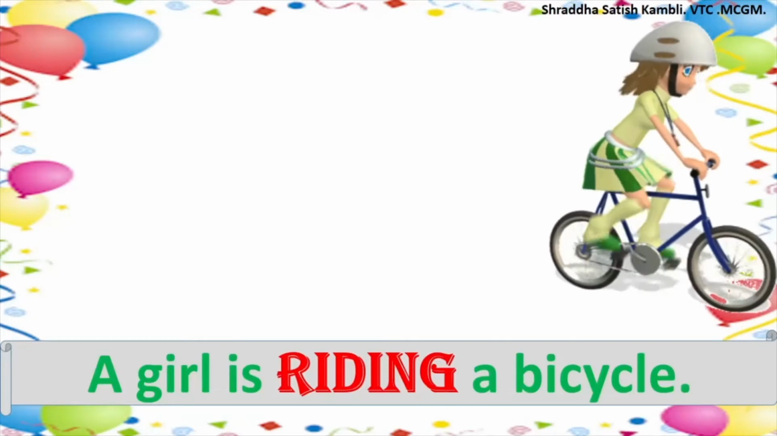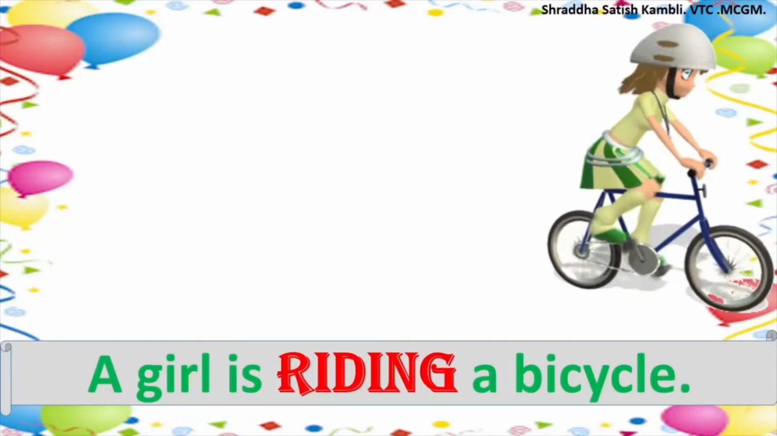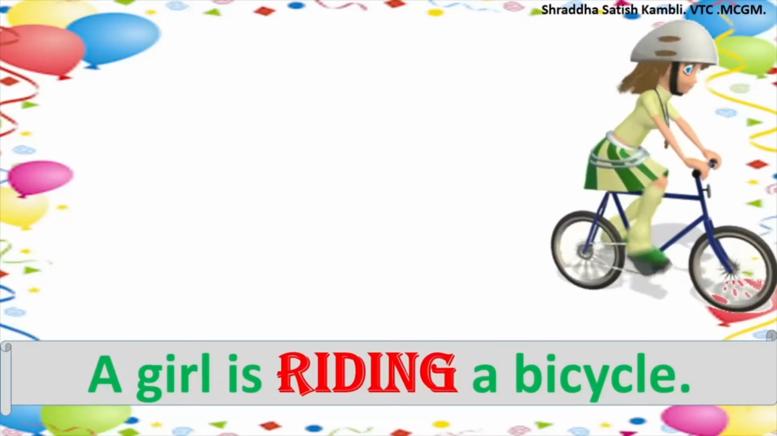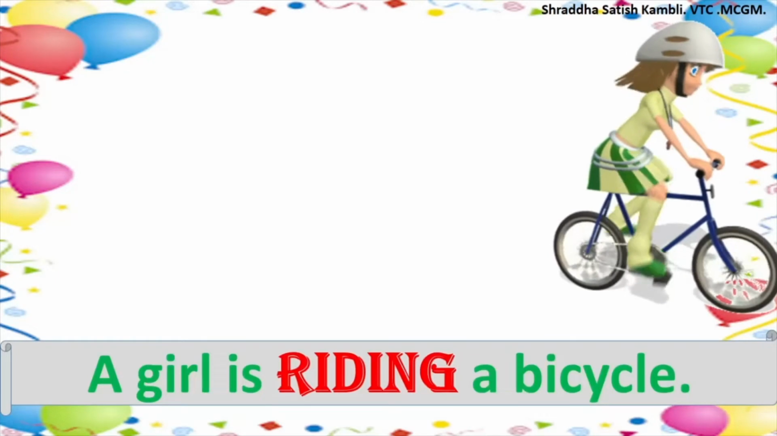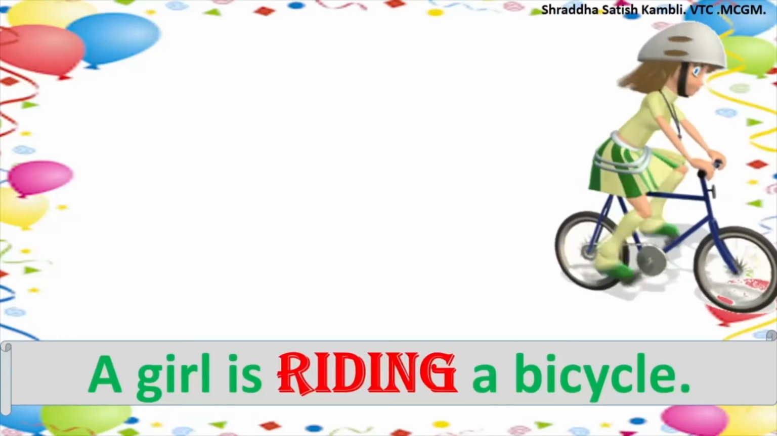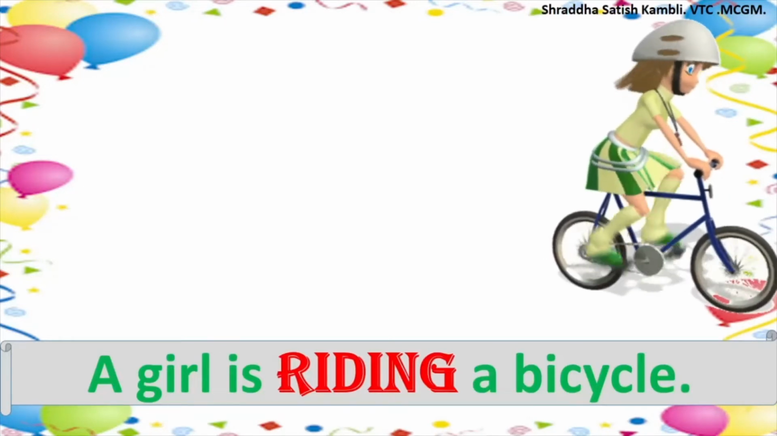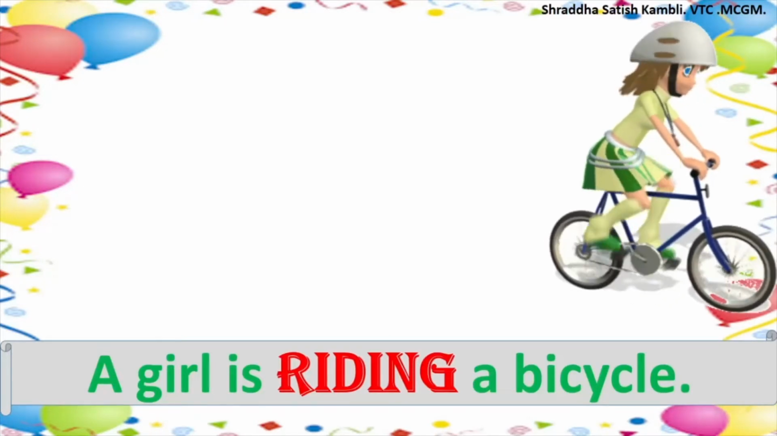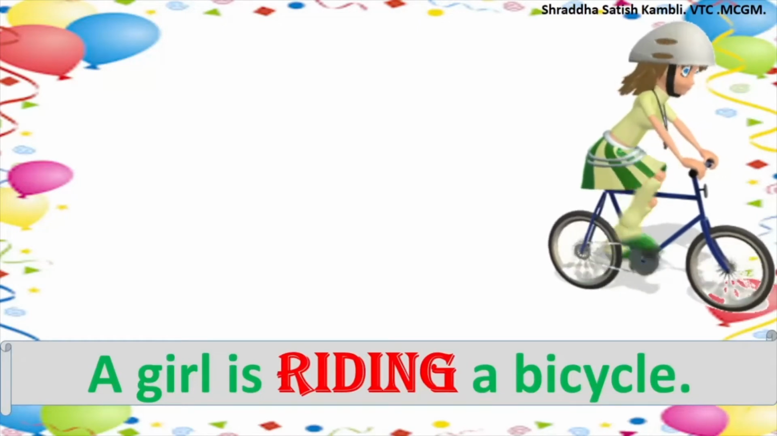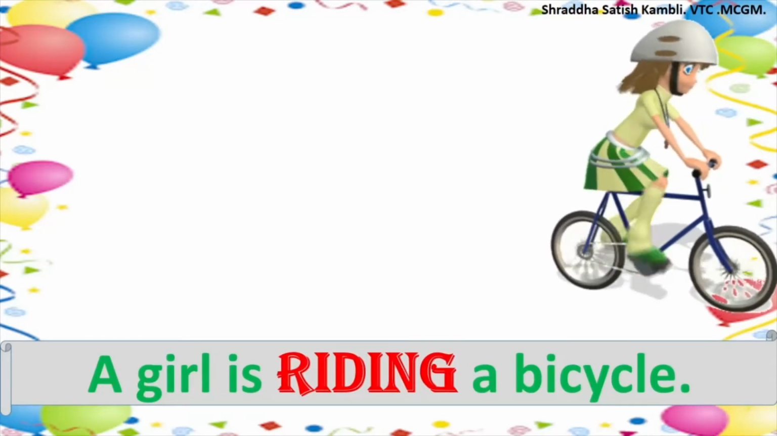Now children, you can see that there is a word which is written in a red color over here. Isn't it? I want you to pay special attention to that word also. Riding. What is the word? It is riding. R-I-D-I-N-G. Riding. So a girl is riding a bicycle.